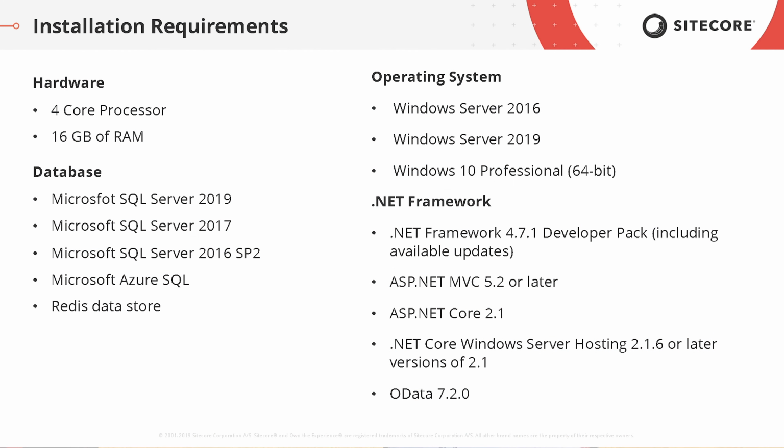That's an overview of the new features and enhancements that were provided in Sitecore 9.3. Here are your minimum installation requirements for 9.3. Some of them have been updated, including the .NET Core server hosting package version, the OData version, and, of course, introducing the Redis data store and using Windows Server 2019 now. The minimum is SQL Server 2016 in terms of the database, but it has to be Service Pack 2.